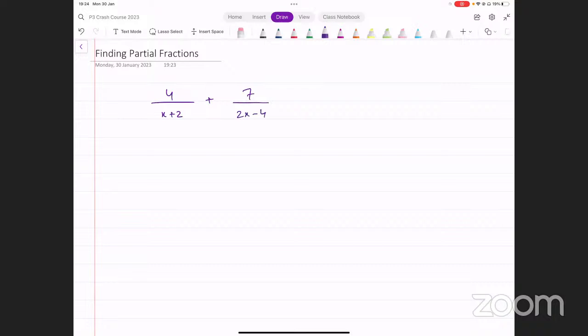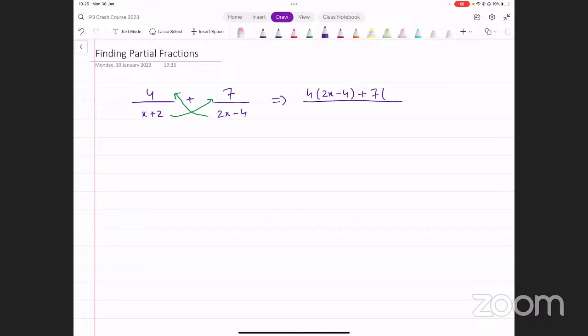Okay, I've got these two fractions and I'm adding both of them like this. Now, how do I make this one single fraction? What's the process that we follow for that? We take LCM, right? How do you take LCM here? You multiply this denominator with this numerator and this denominator with this numerator. That is going to give you 4 times 2x minus 4 plus 7 times x plus 2 in the numerator, and in the denominator, you've got x plus 2 into 2x minus 4.